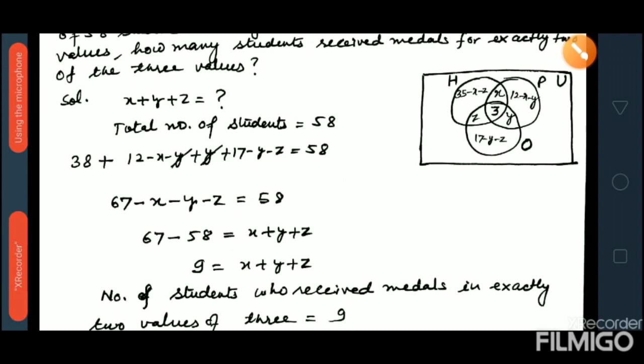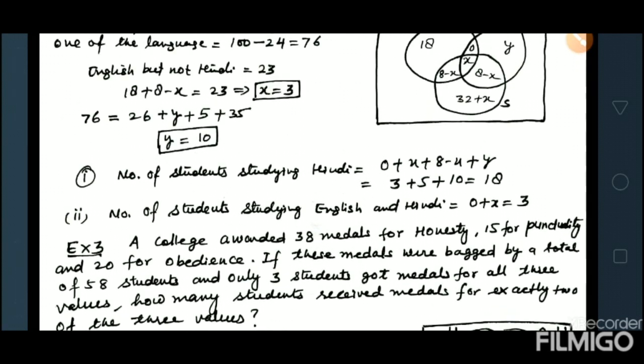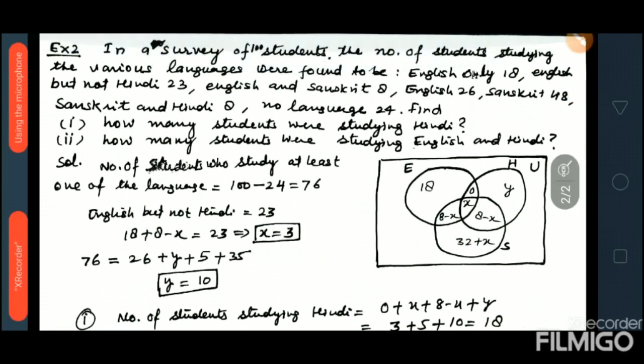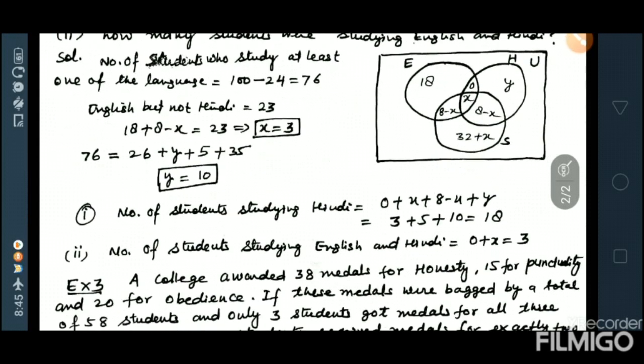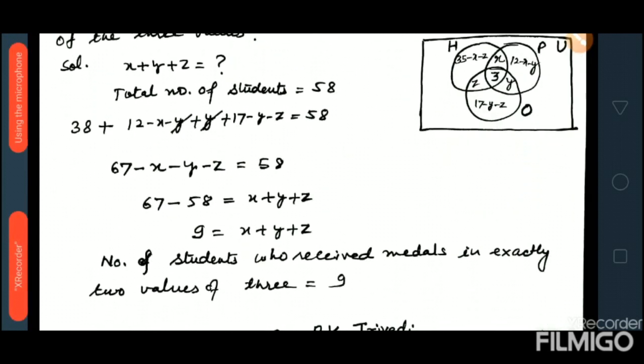Keep practicing with other examples from your textbook and from other reference books, and if you do this, then definitely you will get mastery over this topic. And if you learn only 2 or 3 examples, if you practice only 2 or 3 examples, then you are not going to succeed, you are not going to understand this topic fully.